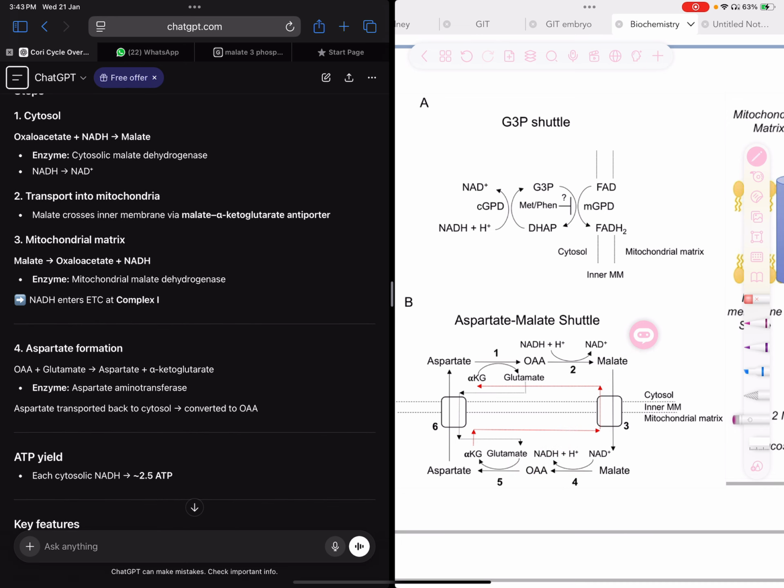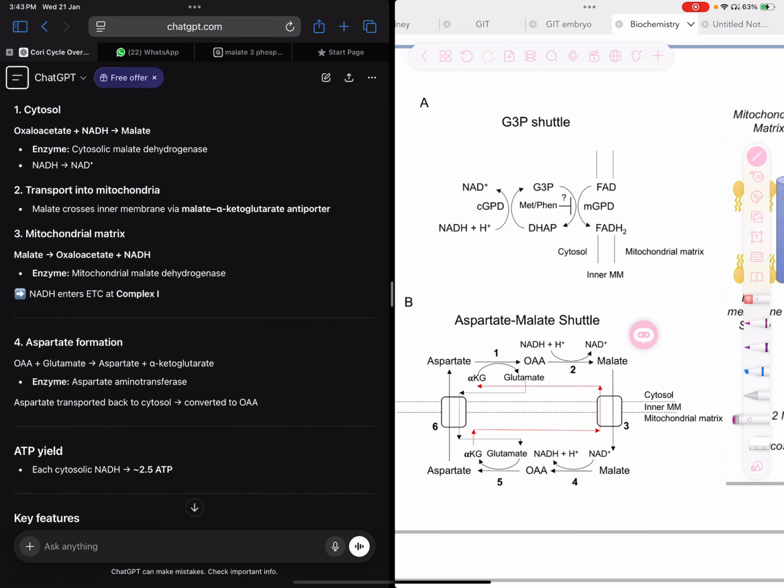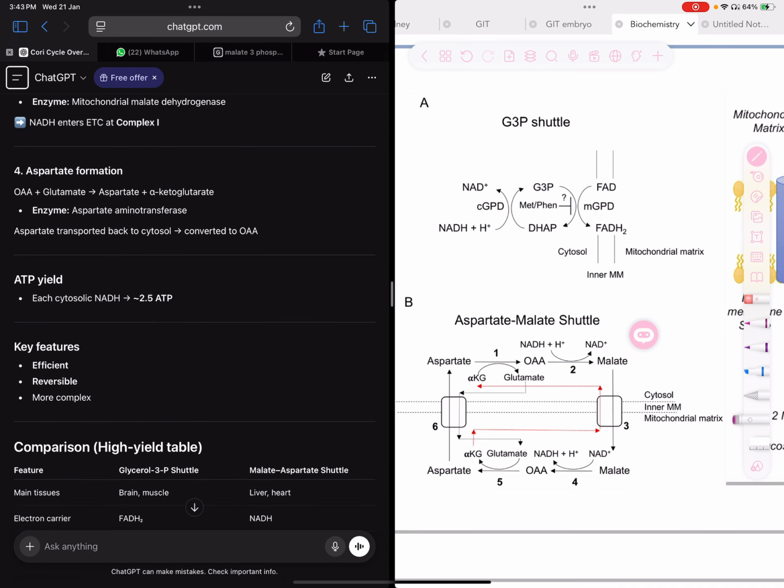So this is how the entire reaction took place. That oxaloacetate will combine with glutamate, and it will give you aspartate and alpha ketoglutarate. This alpha ketoglutarate will again be transported through this antiporter, and malate is pumped towards the other side using the energy. So this is what happens.